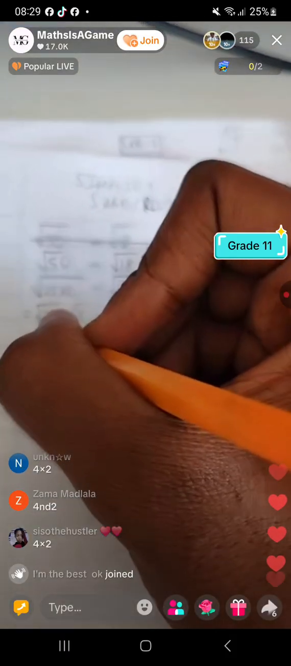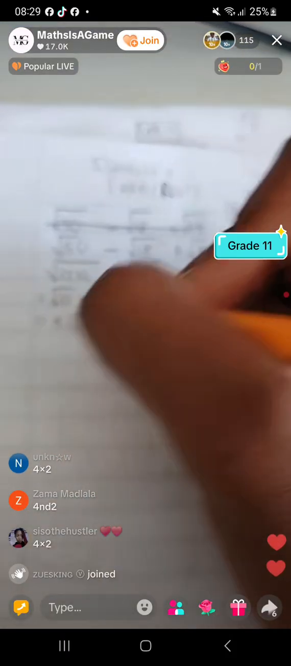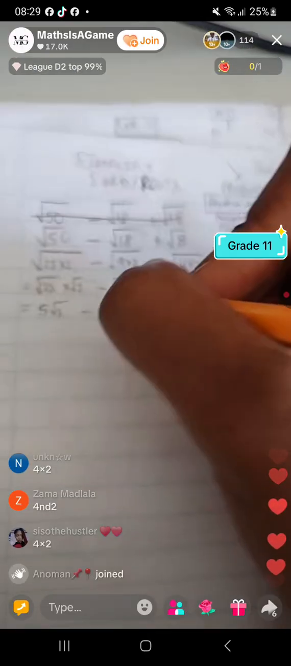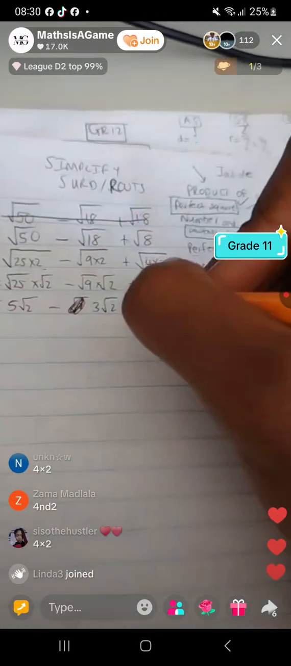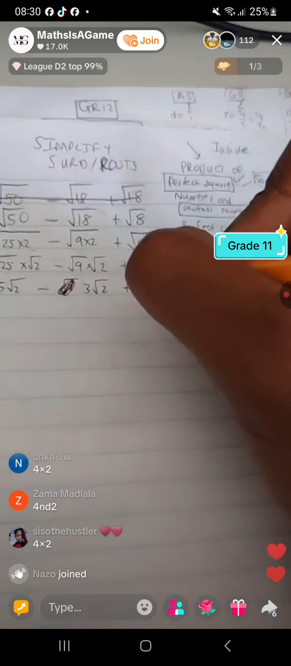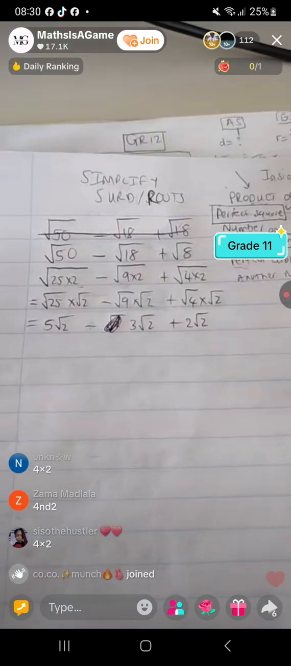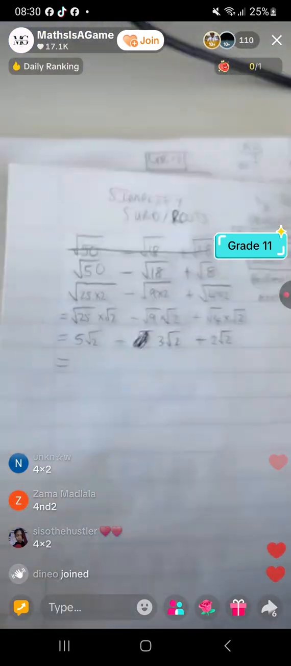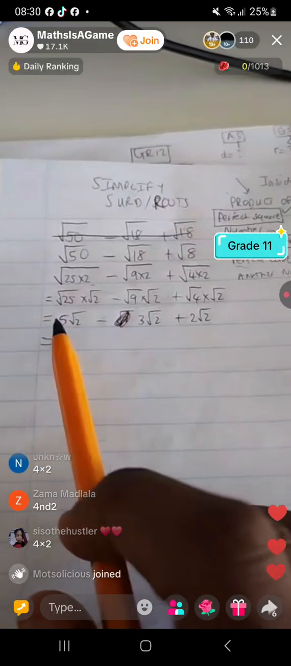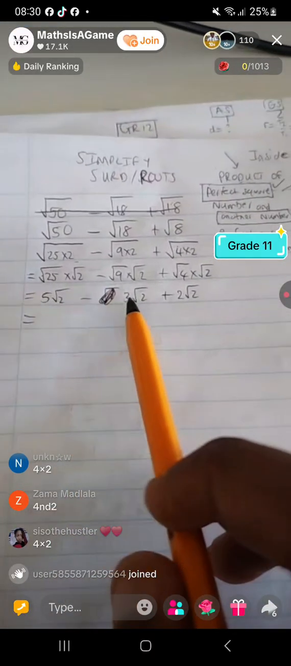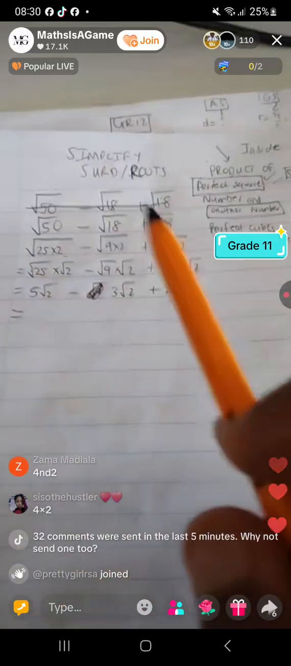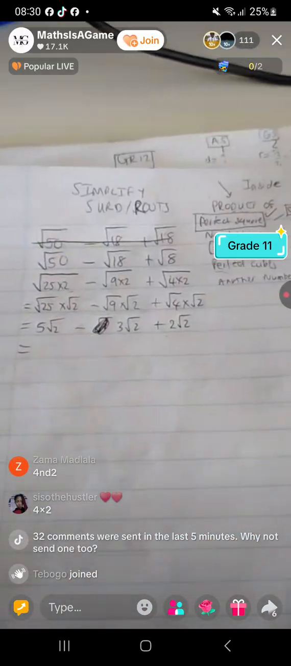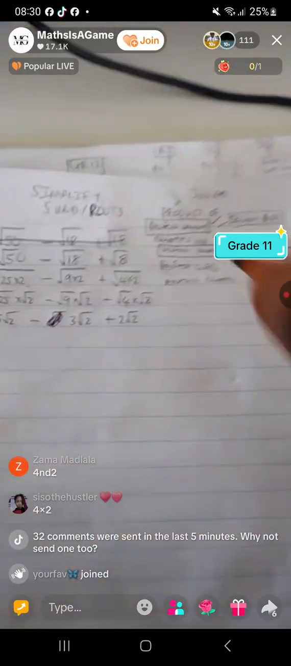Then you can work this out. What's the square root of 25? It's 5. What's the square root of 9? It's 3. What's the square root of 4? It's 2. Okay. Then last but not least, you look at these. 5 root 2 minus 3 root 2 plus 2 root 2. What is common? Root 2.